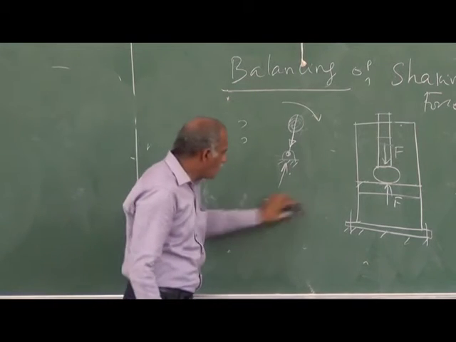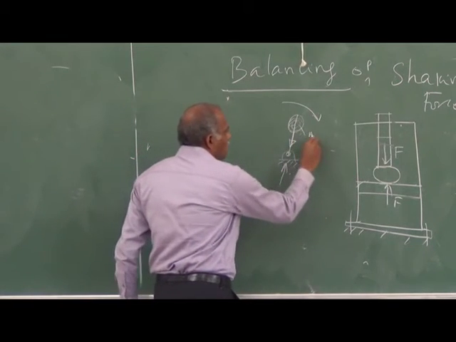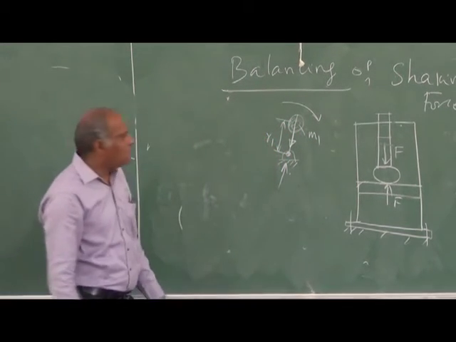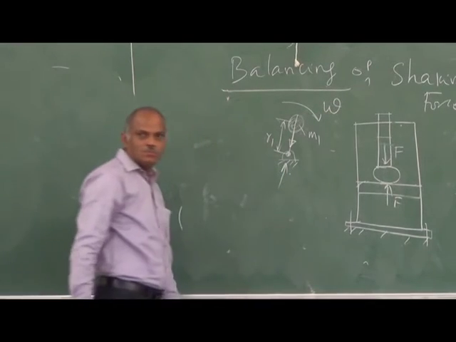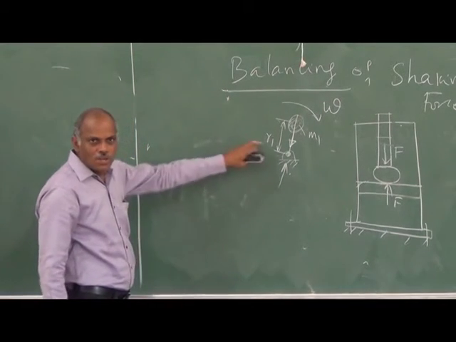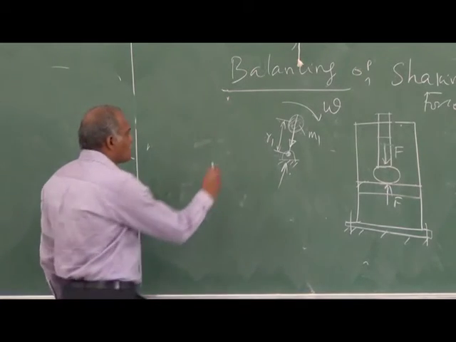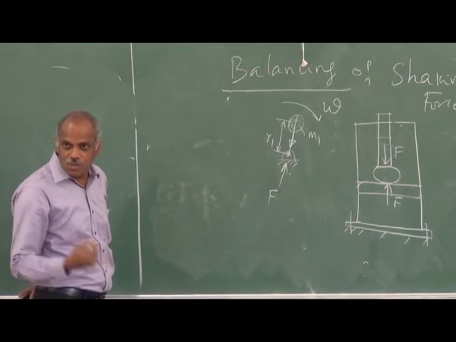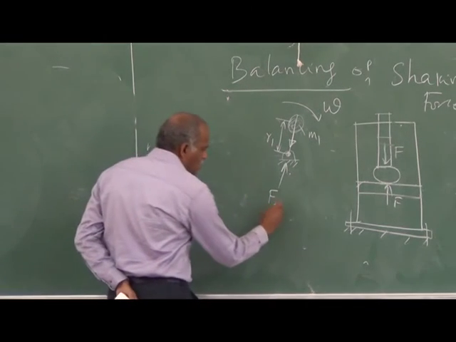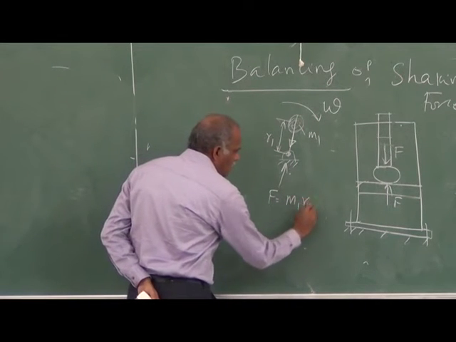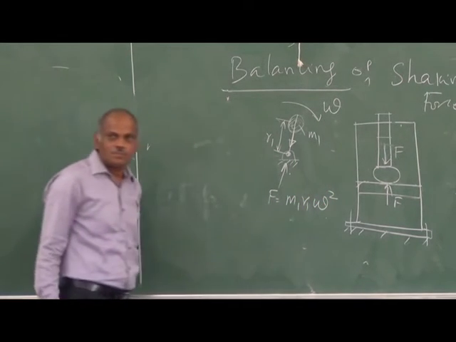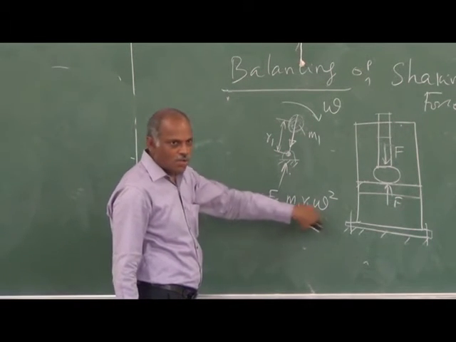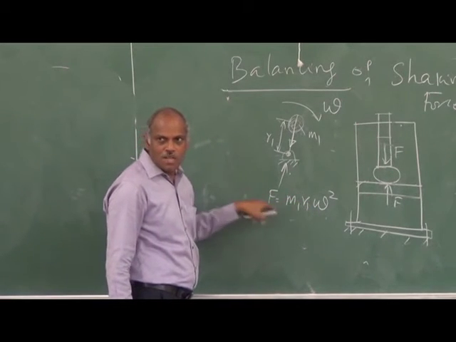Like here, what we are looking at is a mass M1 located at radius R1. When it is rotating with omega, if you are thinking of only one link which is rotating like this, then you can think of the inertial force which is transmitted to the foundation. Whatever the foundation experiences will be equal to M1 R1 omega square. Is it not? So, acceleration is R omega square, centripetal acceleration, and mass will give you the force.